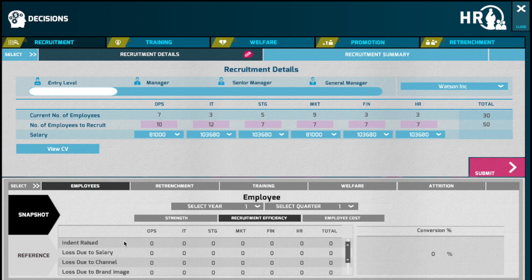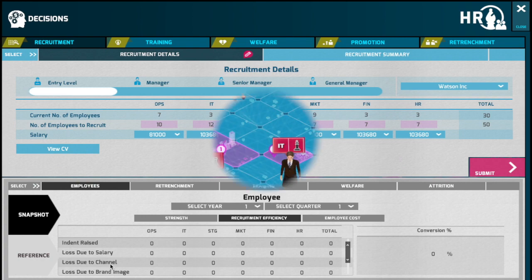Loss due to salary refers to the number of employees who did not accept the offer because you always provided low salary. Loss due to channel refers to the inefficiency of the channel to find the right candidate. And loss due to brand image refers to the number of people who did not accept the offer because you have a lower EDI score.